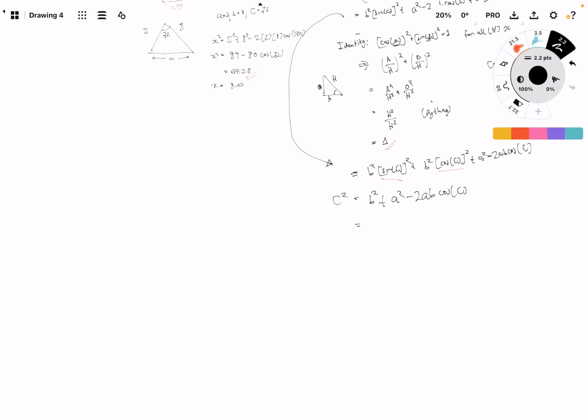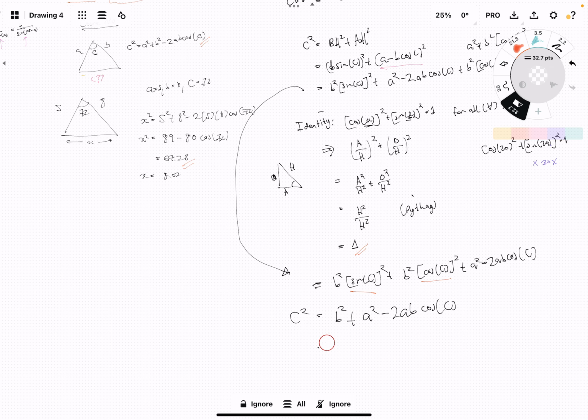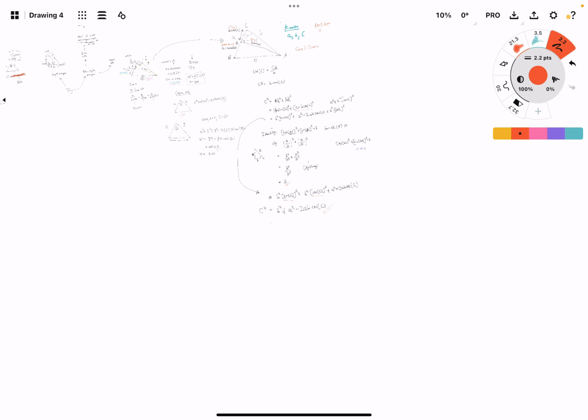And that's exactly the rule you want. It's just the same rule except with the b squared and a squared swapped around, but they're equal. That's the proof of the cosine rule.